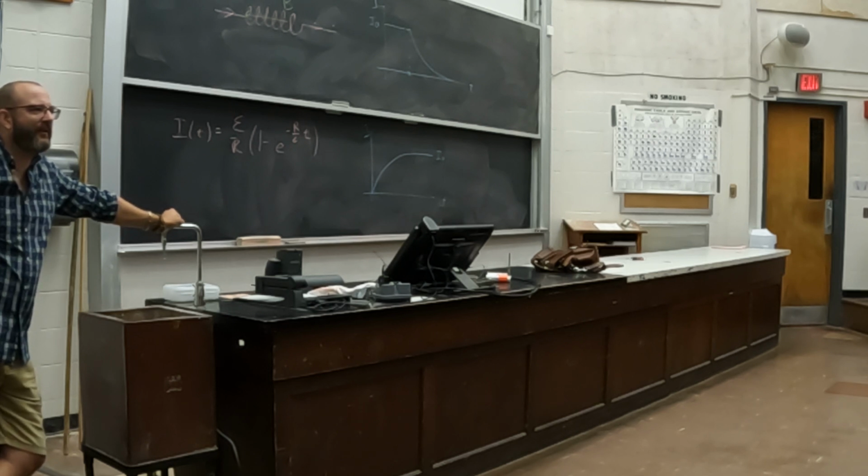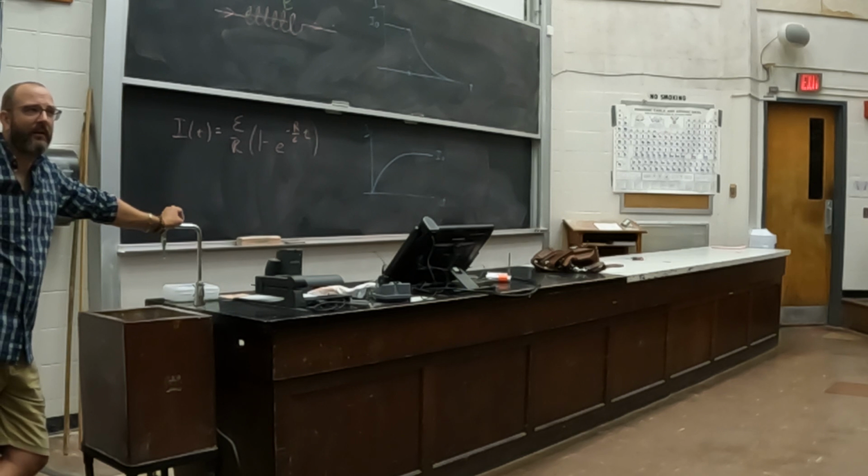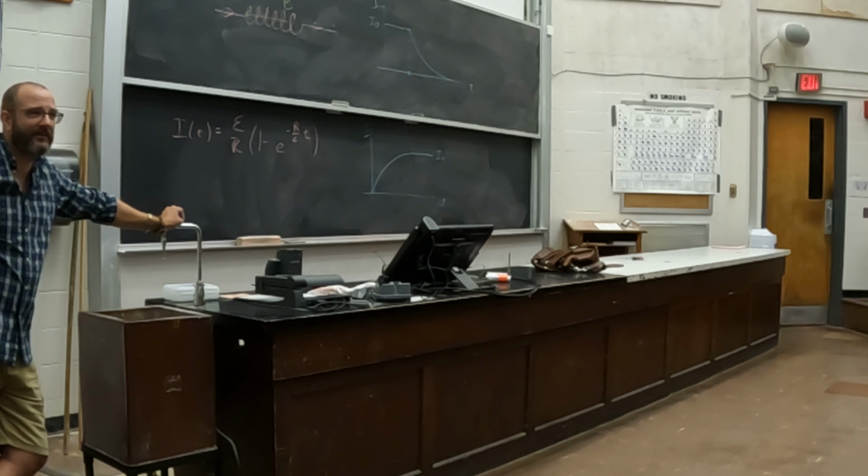Look at the parenthetical expression. As time goes on, what happens to the exponential? What does it go to? E to the minus large is basically what? 0, yes. So as time goes on, the exponential goes to 0, which means the parenthetical expression goes to what? 1. Right, so 1 times E over R is just E over R.